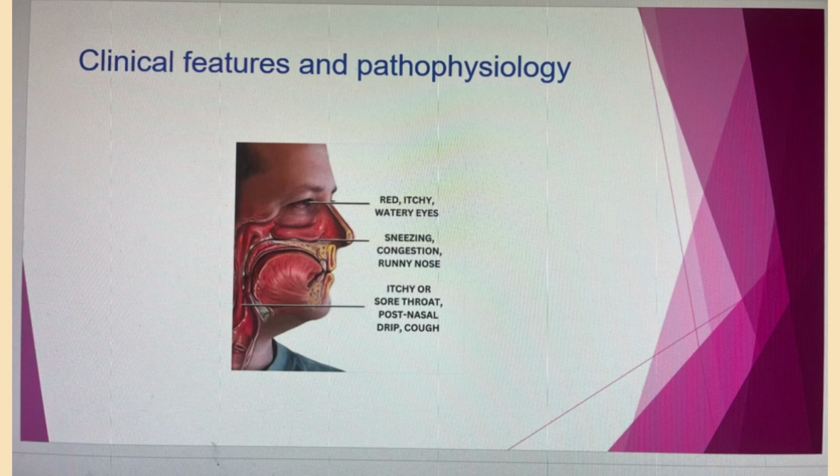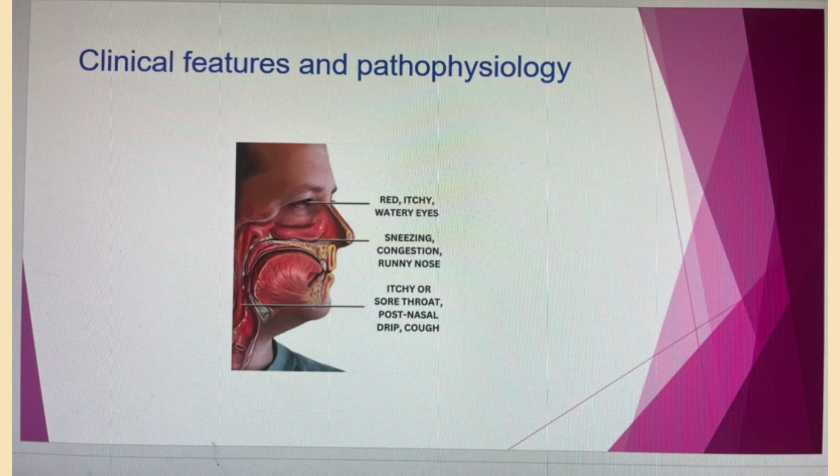Next, pathophysiology. The allergic response is classified into early and late phase. In the early phase, there is an initial response within 5 to 15 minutes of exposure to an antigen, resulting in degranulation of mast cells. This releases mediators, including histamines, which cause sneezing and rhinorrhea, and leukotrienes and prostaglandins, which cause nasal congestion. That is why antihistamines and leukotriene antagonists are effective in allergic rhinitis.